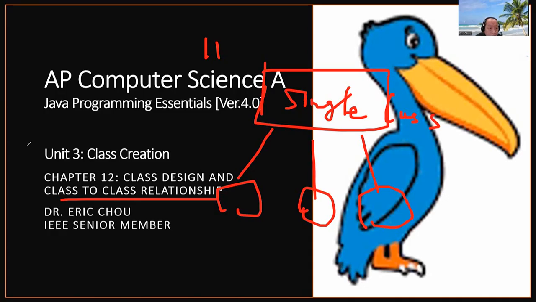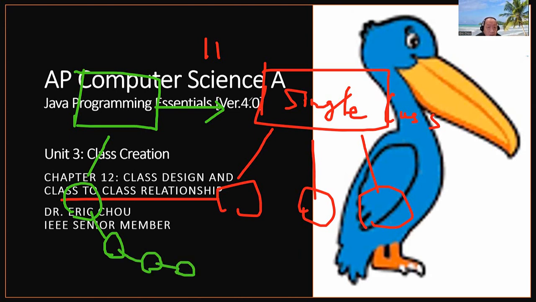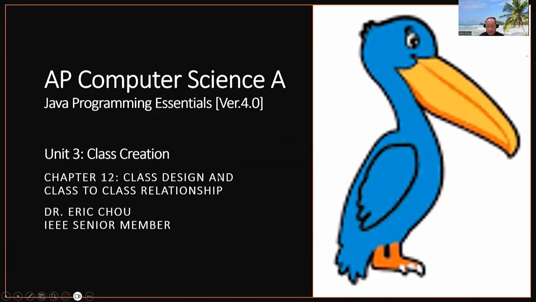This week we talk about class to class relationship. So here we have a class, there's another class, or there may be an object with a relationship to another object. Okay, these are class to class relationships, object to object relationships. So chapter 11 focuses on a single class, single object. Chapter 12 focuses on multiple classes, multiple objects. Okay, so that's what these two chapters are about.